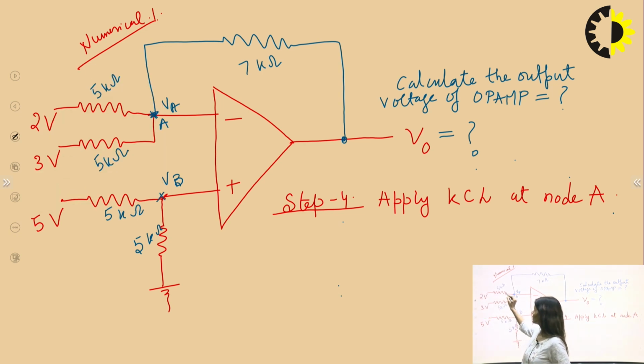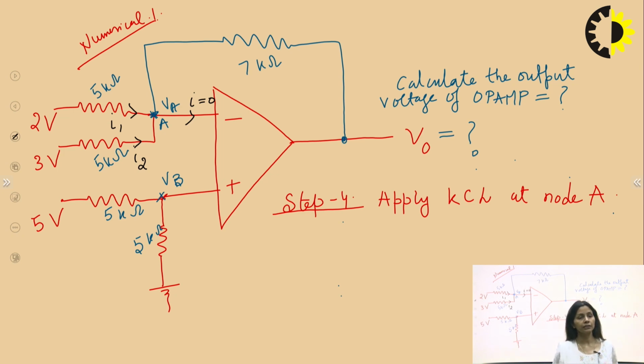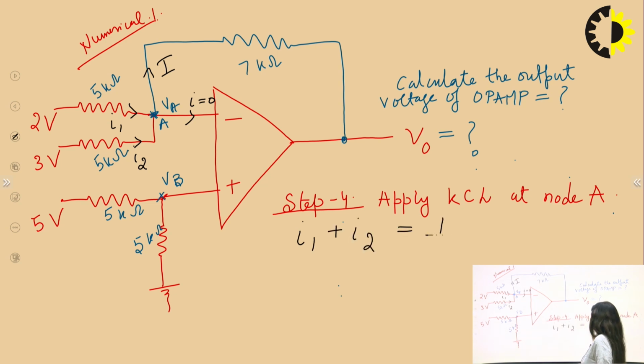Let's say this 2-volt branch battery gives current I1. This is giving some current I2, and there would be no current in the op-amp because the ideal op-amp offers infinite input impedance. There would be no current inside the op-amp. Whatever current will flow will go to the feedback resistance, I. So here I can say that I1 plus I2 is equal to I. Simply I am applying the Kirchhoff current law at node A.